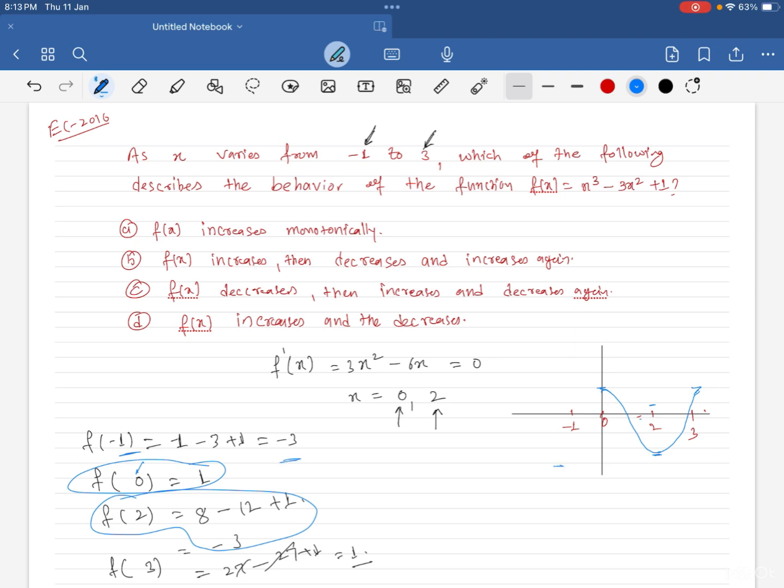So maybe here, right? So you see the function is increasing, you have to check at this range, right? And then decreasing and then increasing again, right? So this statement B is the true one: increasing, decreasing, and then increasing again in this range.